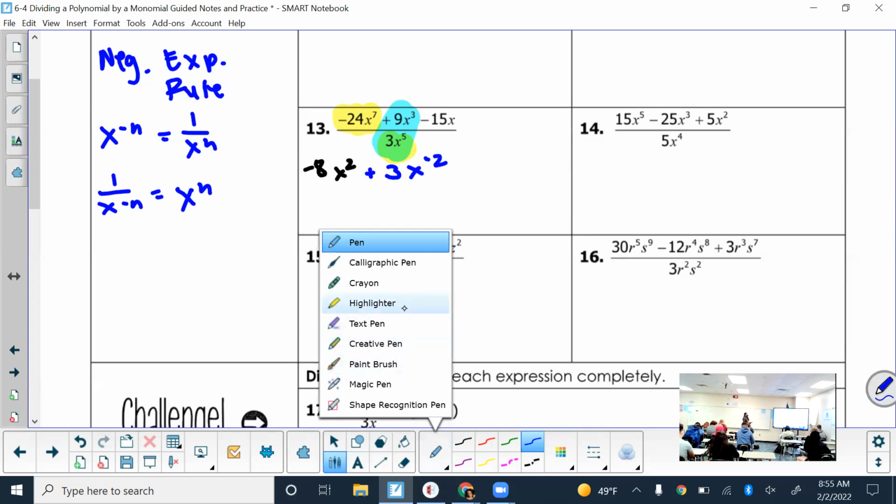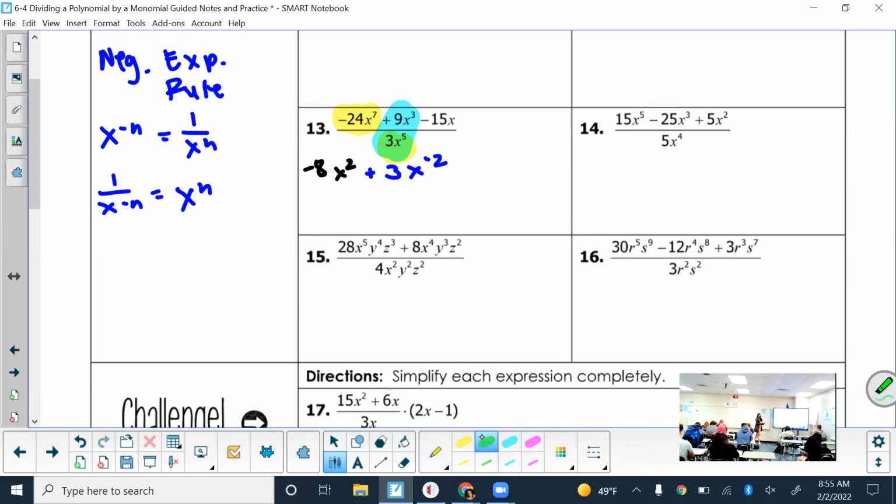All right, so then we'll divide out the last term. What is negative 15 divided by 3? And it's negative, so make sure you put minus 5. And x to the 1st over x to the 5th gives me x to the negative 4.